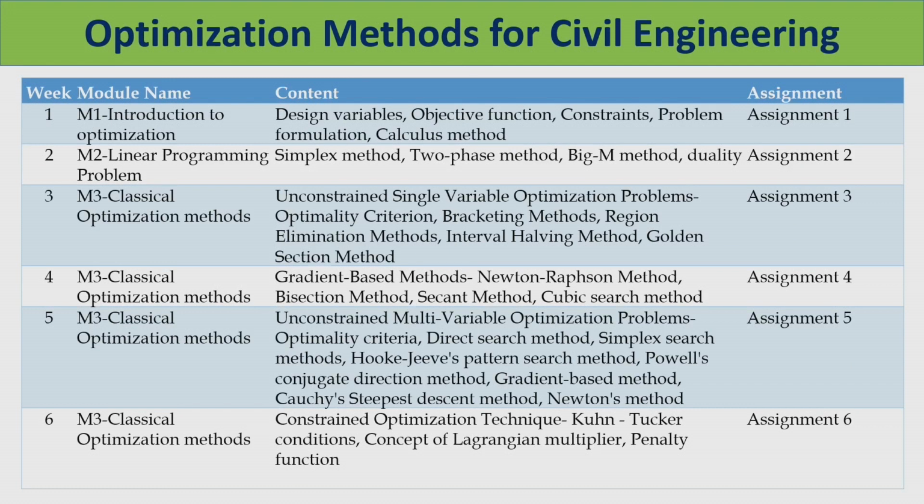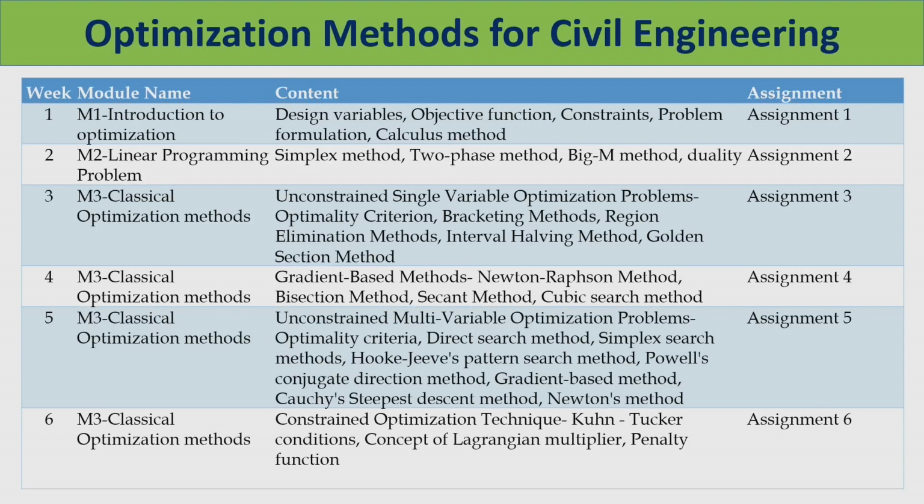So, it is a 12-week course, and we have a total of 6 modules. The first module is Introduction to Optimization, where I will discuss design variable, objective function, what is objective function, what are constraints, then problem formulation, and also we will discuss calculus method. We will also give one assignment from these particular contents. So, that is in week 1.